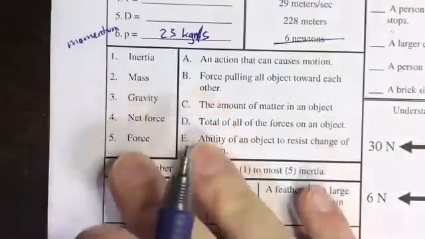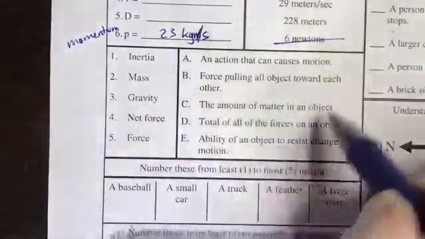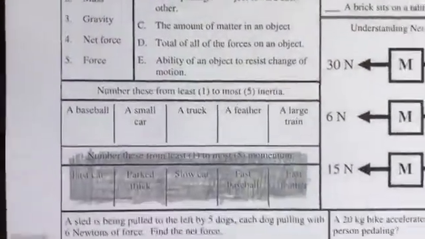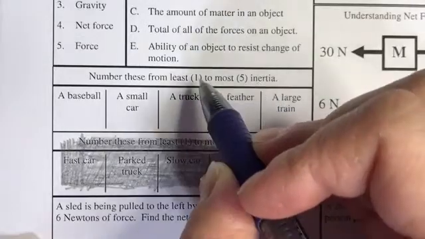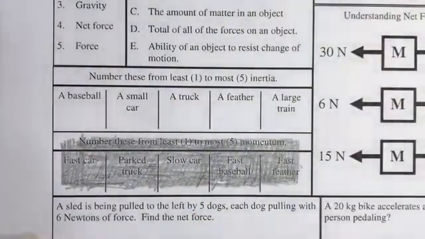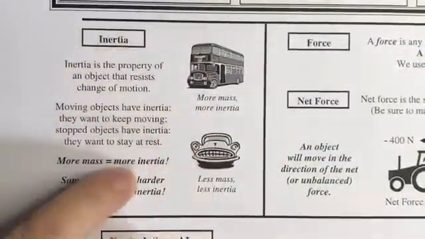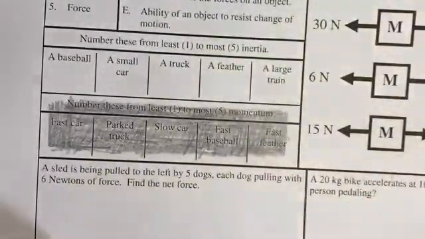The second section is also matching. I recommend doing the letters. So inertia, mass, gravity, net force, and force. Match them with their definitions. And you can put a little letter next to each one of those. Here, number these from least being 1 to most being 5 of inertia. So remember we talked about inertia and qualities of inertia. You can read a little bit more about here. Give you some inspiration right there. Least to most inertia.